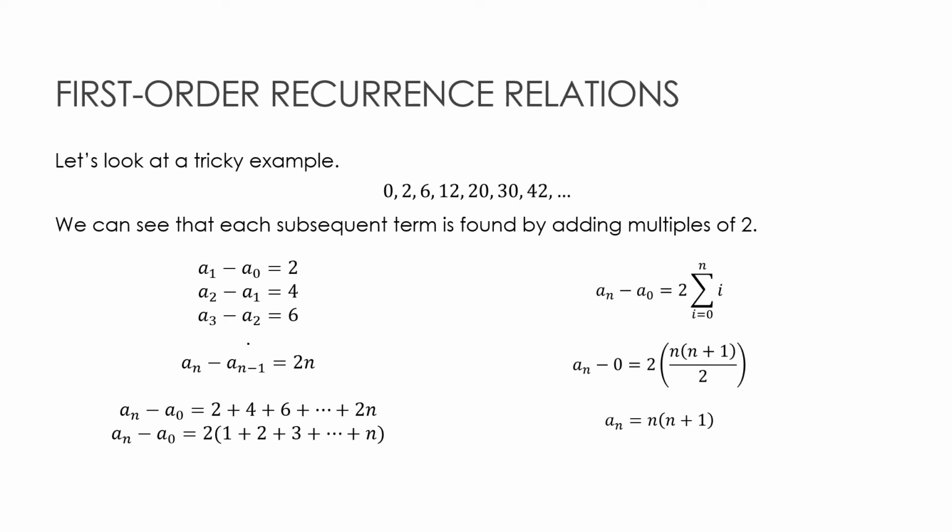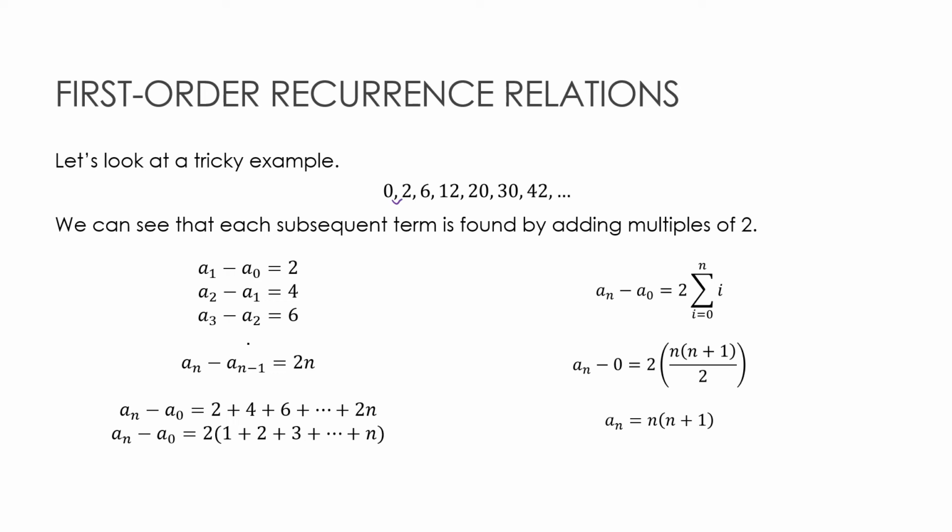Let's take a look at a trickier example, and this one's actually non-homogeneous, and I'll show you why in just a moment. But looking at this example, we can see right off the bat it's not a geometric progression. If I take 2 times 3, I get 6. If I take 6, I'd have to take it times 2 to get 12. 12 times some fraction is 20. We're not multiplying. So what's the pattern that I have?